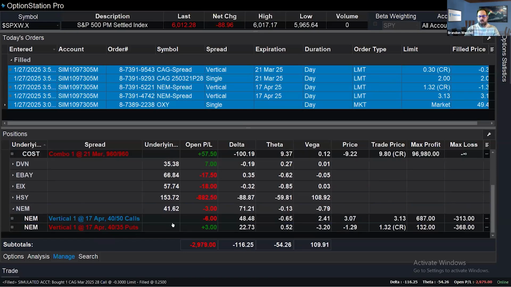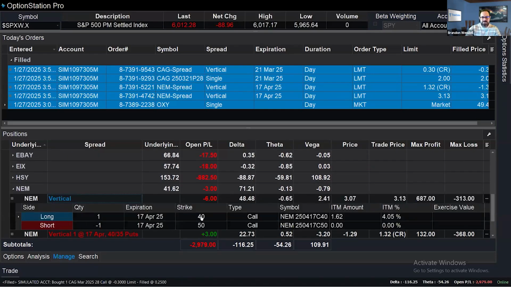And basically, all I did right now is simply go in. Let's just take Newmont as the example, since I have that right here. The underlying security right now is at 41.62. I have the 40/50. I believe that's going to be a bull call spread, and this is a bull put spread. And I say that because I see the strike prices. I did an in the money 40 call and an out of the money 50 call. Let me just verify that. Yep, bought the 40, sold the 50. That's a bull call spread.